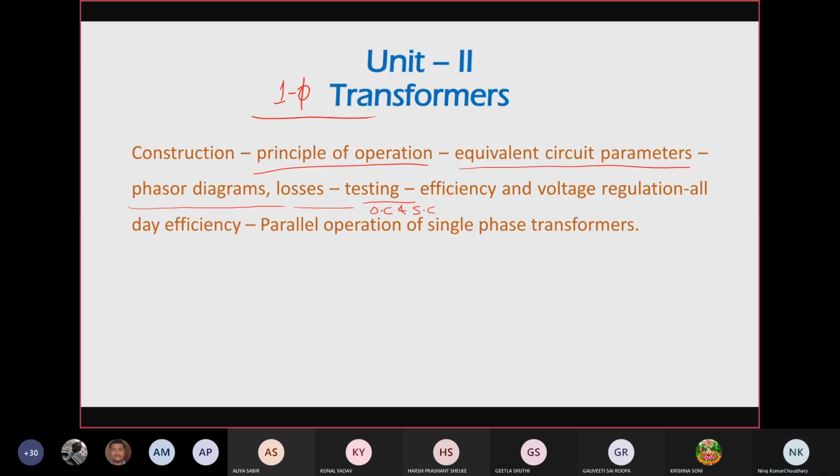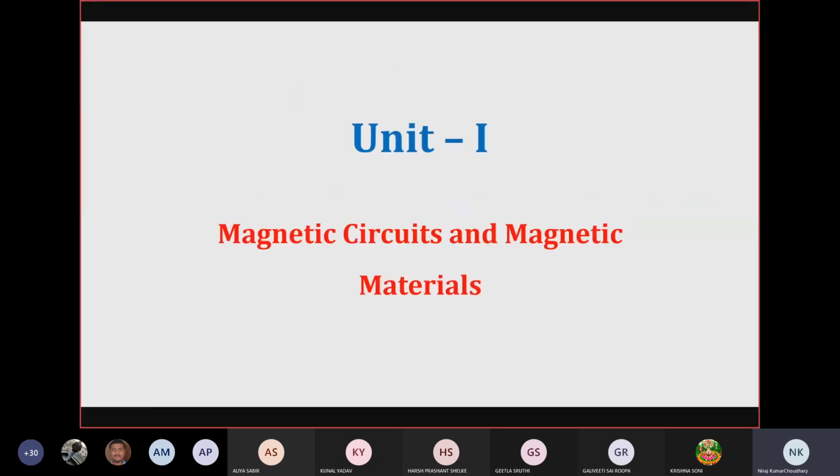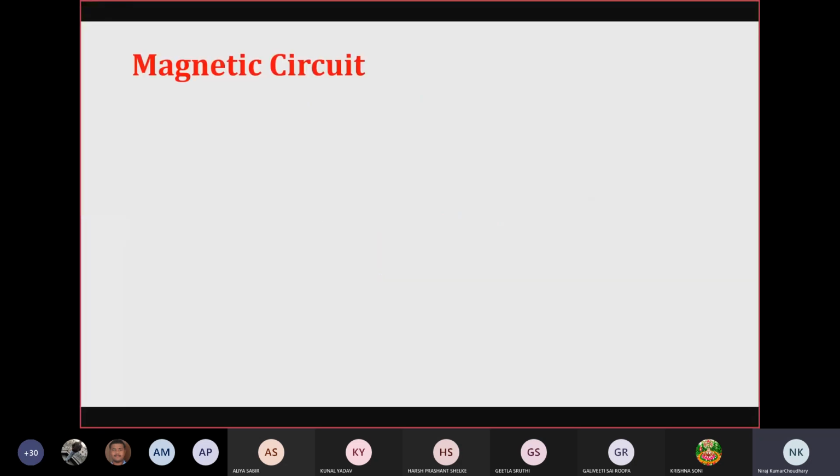Apart from these two tests, there are several other tests, for example Sumpner's test. Then how efficiency, voltage regulation and all day efficiency are defined as well as determined in a single phase transformer, that we will discuss. And at last we will see the parallel operation of single phase transformers, but this is the second part of this unit. So let us now start the first part, which is your magnetic circuits.